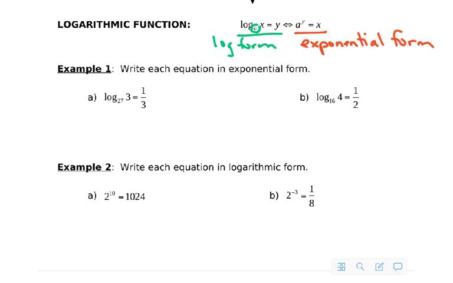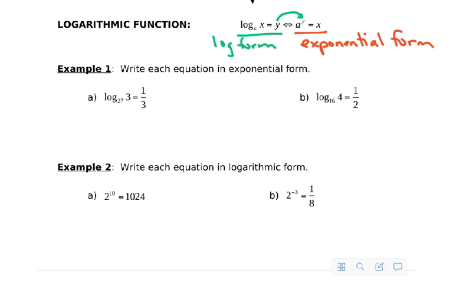The reason this a is called a base is because this a is also called a base. Notice that in log form, what the log is equal to is actually the exponent of that base. So in example 1, we're going to rewrite each of these log forms in exponential form.